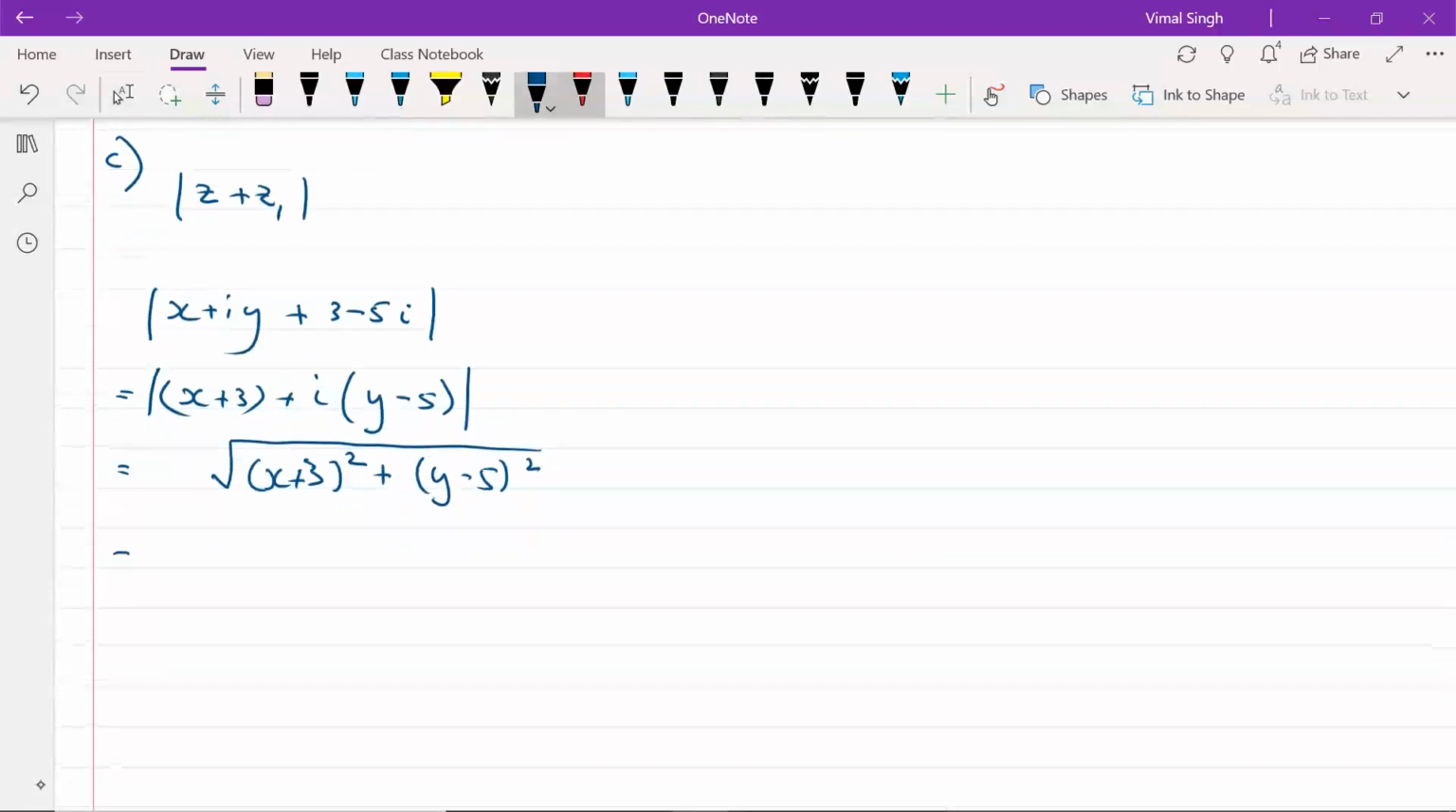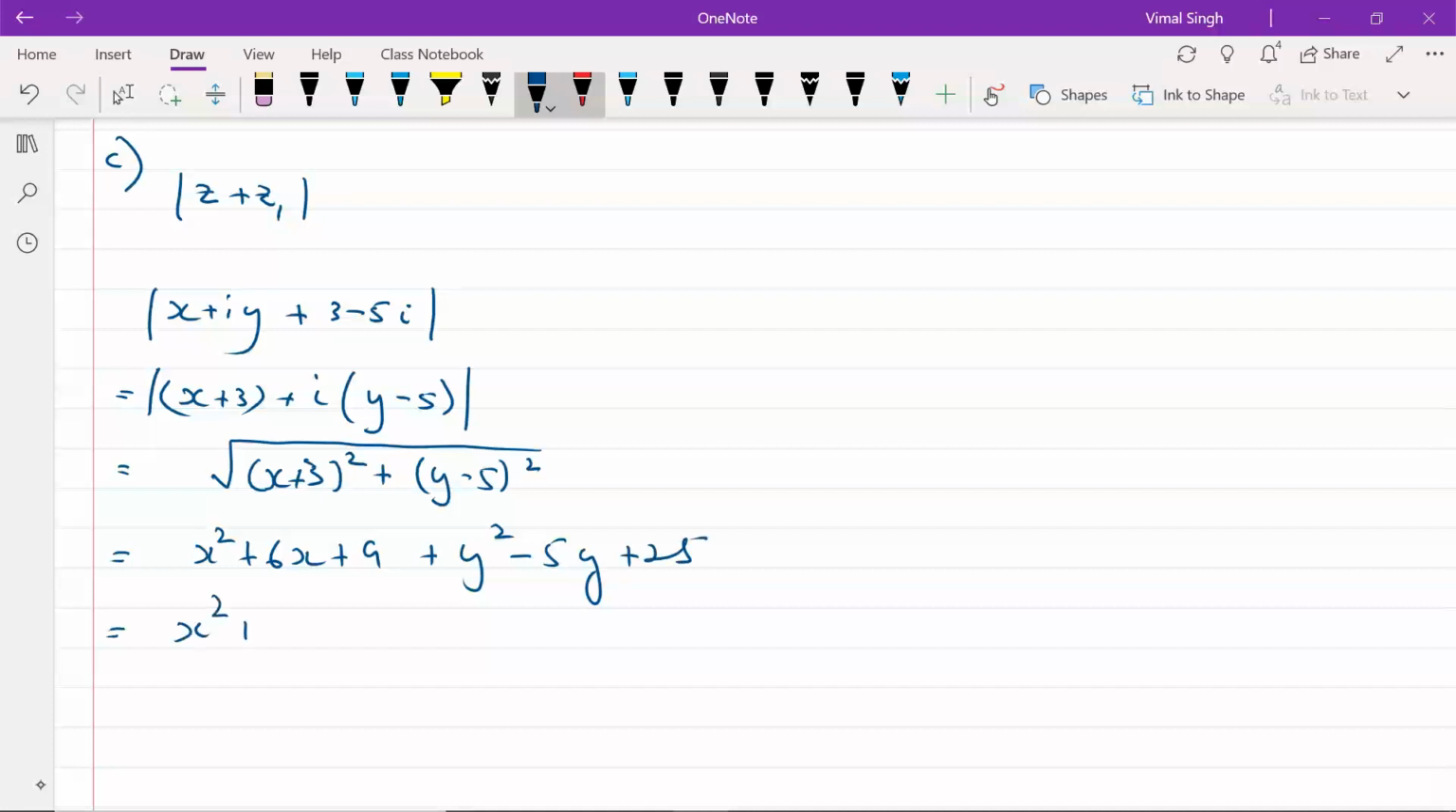So what this gives me, you can leave it like that, or you can go x squared plus 6x plus 9 plus y squared minus 10y plus 25, and you can simplify this as x squared plus y squared plus 6x minus 10y plus 34. That's it. Thank you.